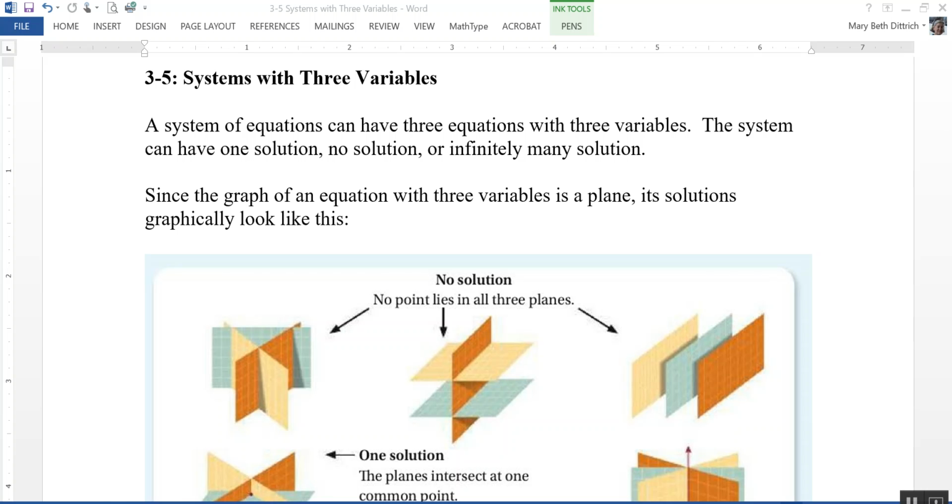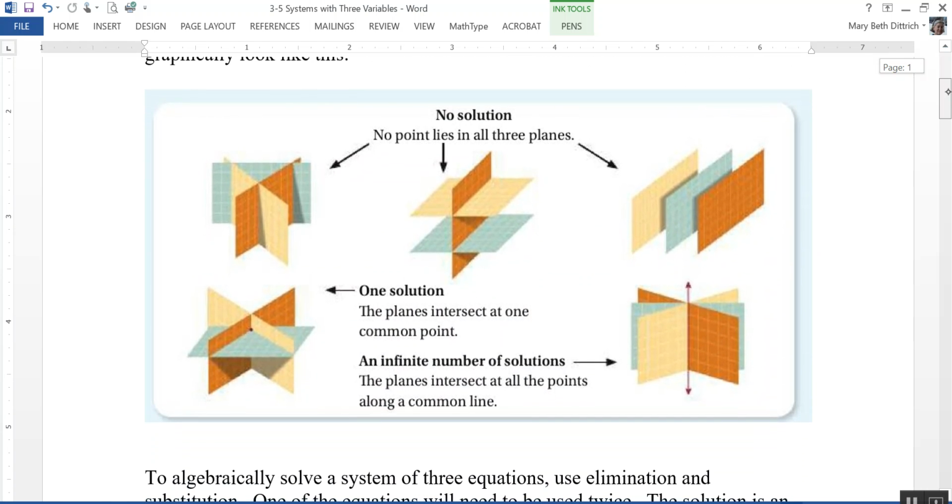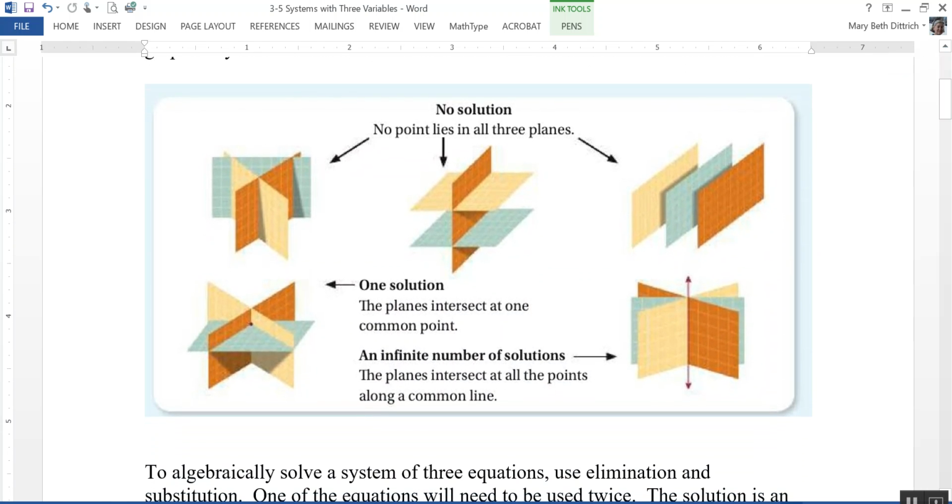Since the graph of a two-variable equation is a line, the graph of a three-variable equation is actually a plane. And here's a diagram from your textbook that shows a little bit about what that looks like. There's no way I was going to try to draw this one. So ideally, if there is one solution, then the three planes are going to look like this, and they intersect in one common point right there in the middle. If there's an infinite number of solutions, then the planes intersect something like this, in a line.